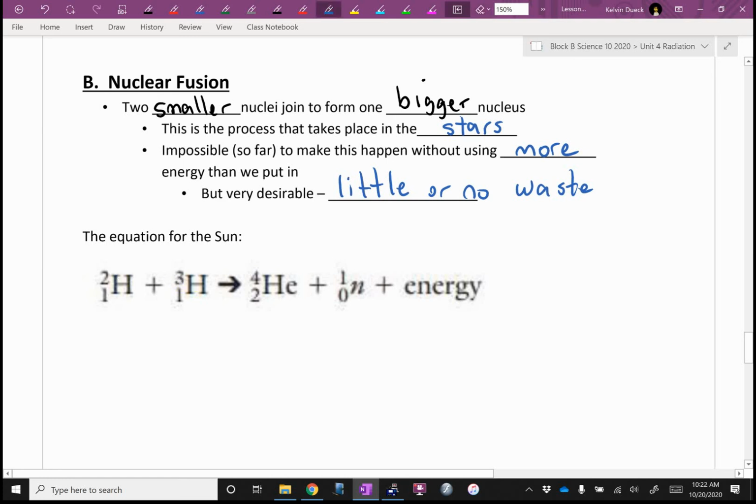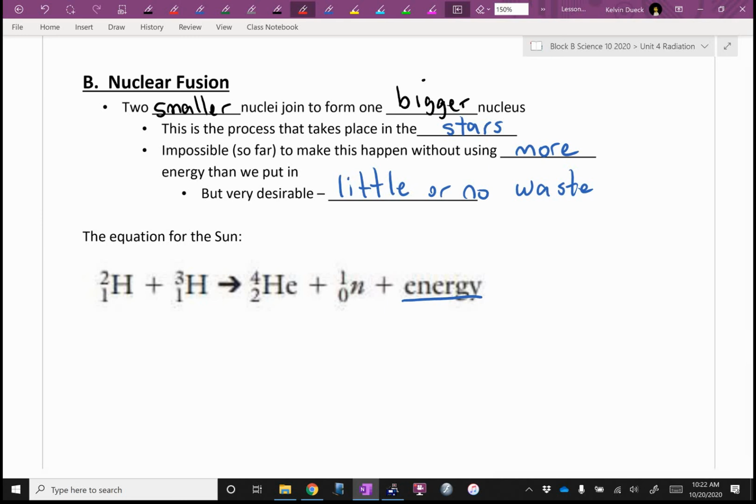Inside the sun, under tremendous heat and pressure, these two hydrogen atoms, which would normally repel each other, can get fused together and become helium. Helium is the Greek word for helios, the sun, because helium was first discovered in the sun. And it gives off a neutron, but most important, energy, heat and light. Does that say star? Yep, stars.